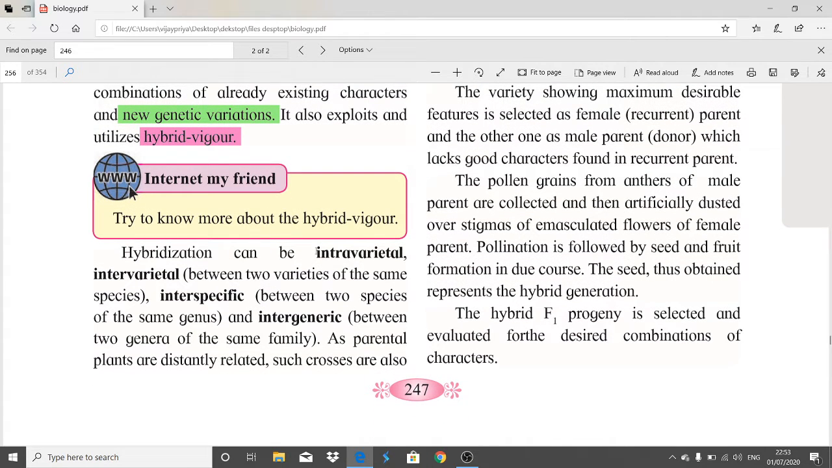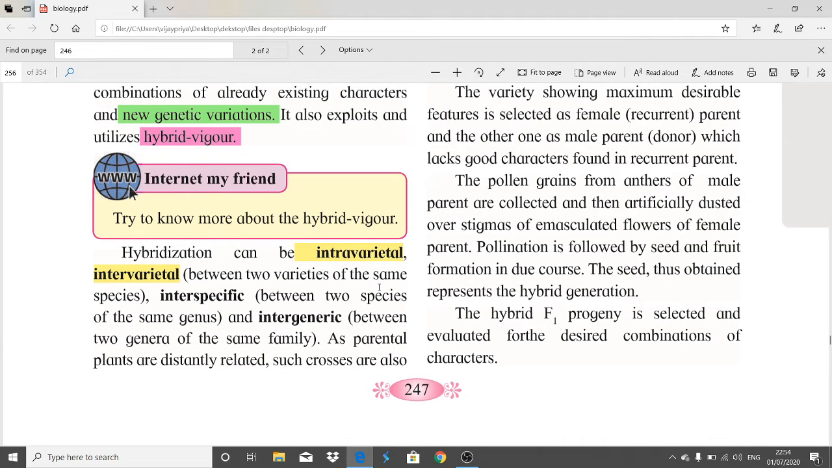Hybridization can be intravarietal or intervarietal. Intra means within, and there is a difference between intra and inter. Intervarietal is between two varieties of the same species. Intravarietal is like the competitions of St. Peter's College only. Intervarietal is inter-college, between any other college and St. Peter's College, so between two different colleges or two different varieties of the same species.